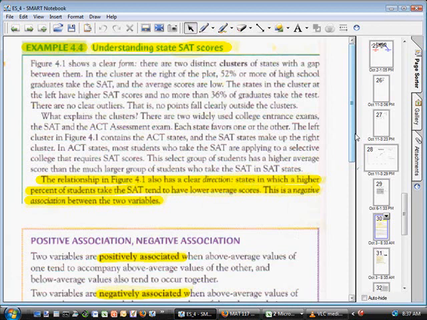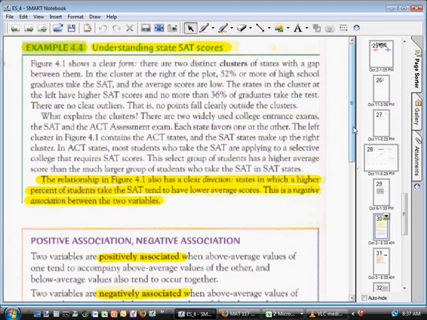So in the highlighted area, the relationship in Figure 4.1 also has a clear direction. States in which a higher percent of students take the SAT tend to have lower average scores. This is a negative association or negative correlation. Association and correlation are synonyms, and you'll see those used interchangeably.